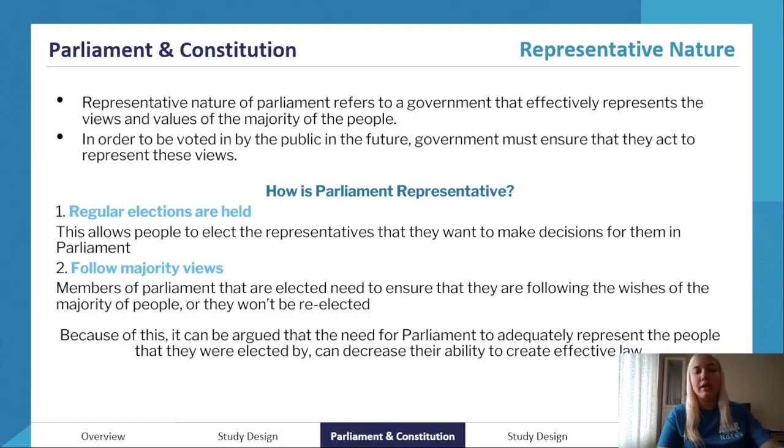So the two ways you need to know in which we ensure that parliament is representative. One is regular elections being held. This allows people to elect representatives that they want to make decisions for them in parliament, as we talked about. And the other one is following majority views. So members of parliament that are elected, the ones that become the government party, the party in charge and with the most power, they need to make sure they're following the wishes of the majority of the citizens of Australia. Otherwise, they will not be re-elected at the next election. So because of this, it can be argued that the need for parliament to adequately represent the people that they were elected by can decrease their ability to create effective law.